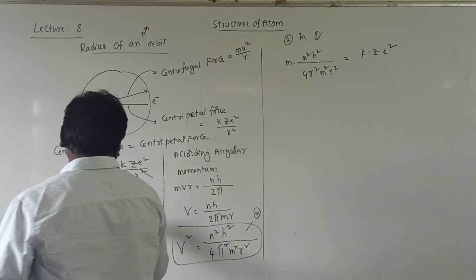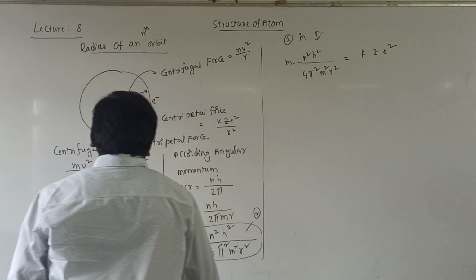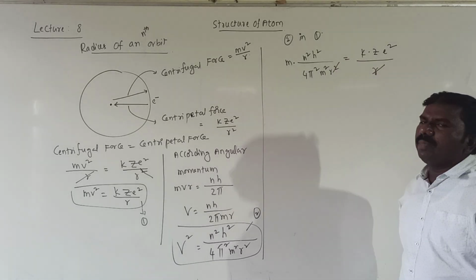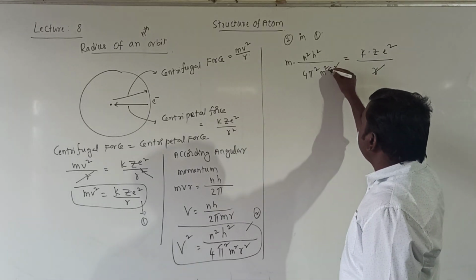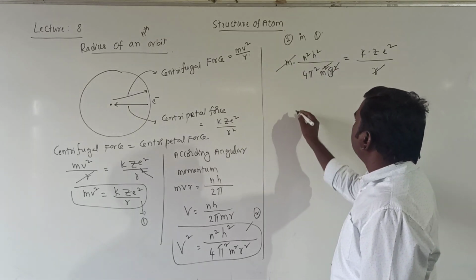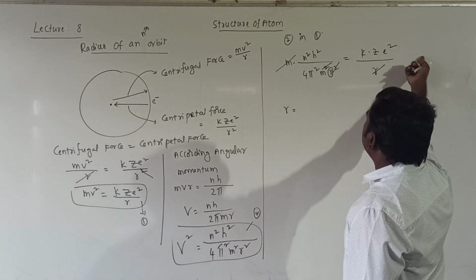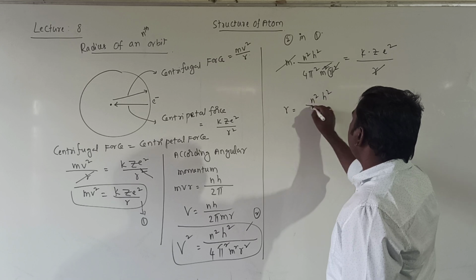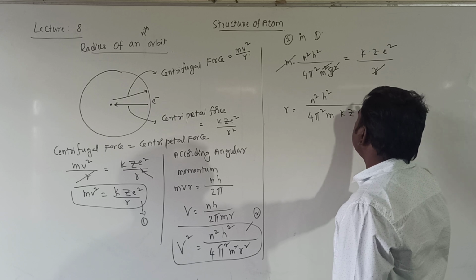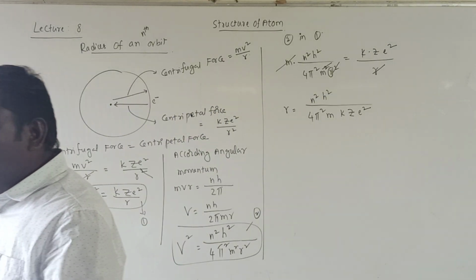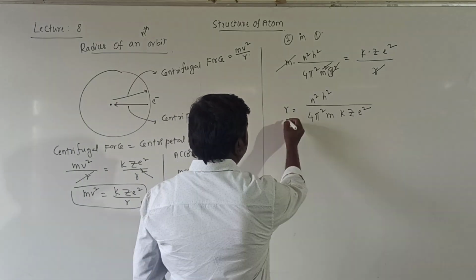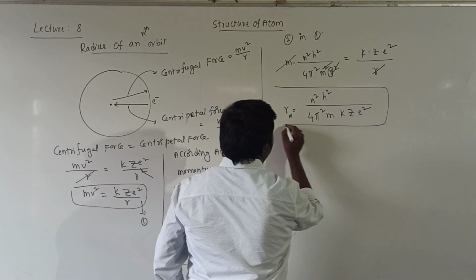Here r is left, kZe square by r, and here Ze square by r square, and r will be cancelled. Then I am separating this term. m square and m will be cancelled. Then r equals, with kZe square shifted here, n square h square by 4 pi square m kZe square. This is the radius of orbit in nth orbit. Radius of which one?